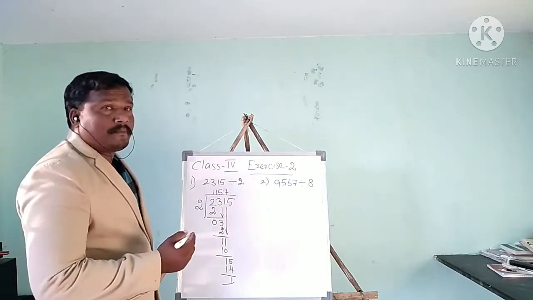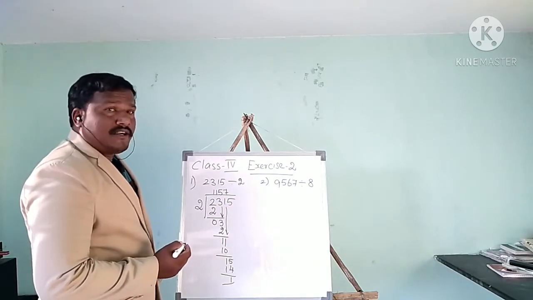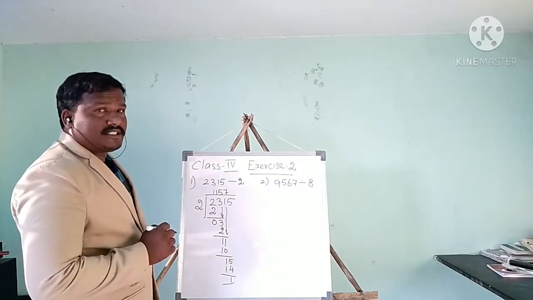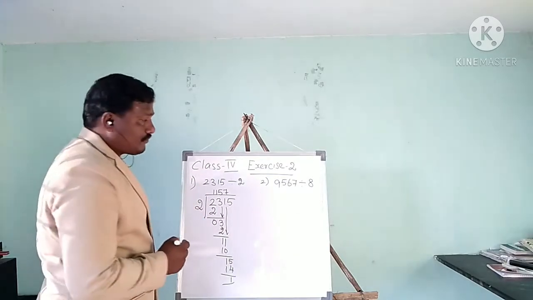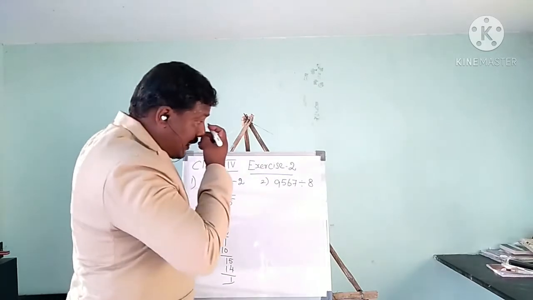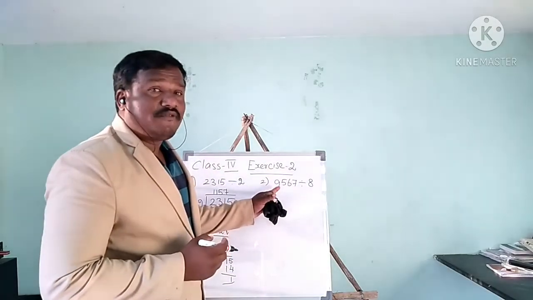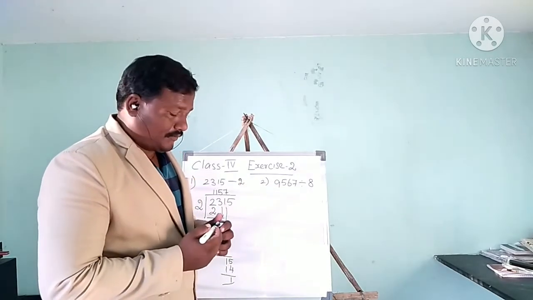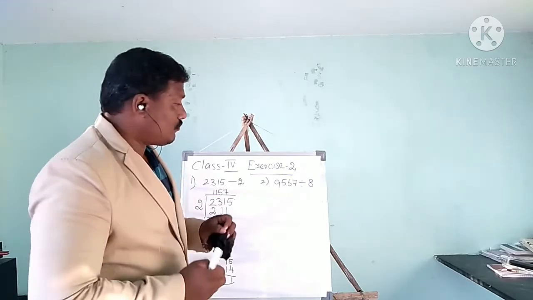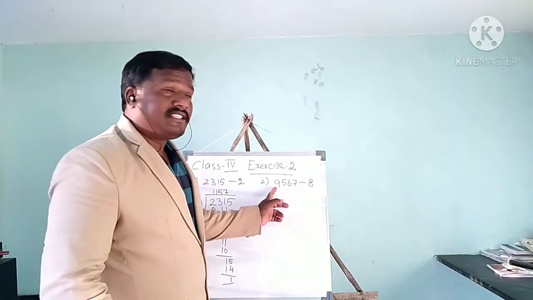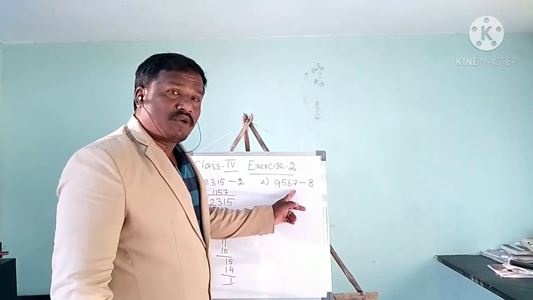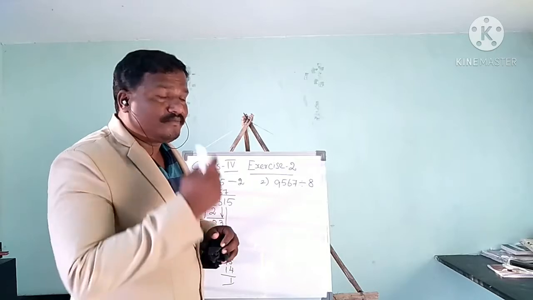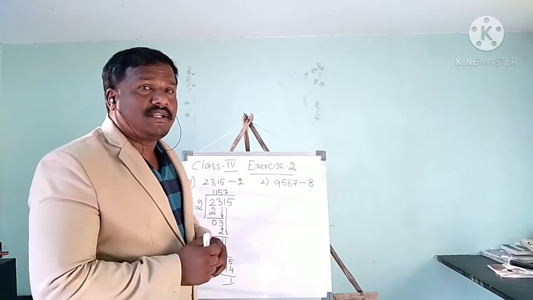I want to give two persons. So I find out each person can be given 1157 rupees. Okay, second one. See, I have 9567 rupees. I want to give 8 persons. How much amount do I have? 9567 rupees. I want to give 8 persons. So how do I give? Using the division method only I can give.